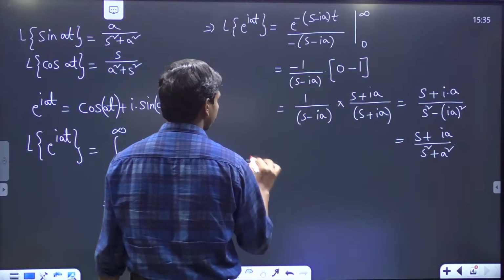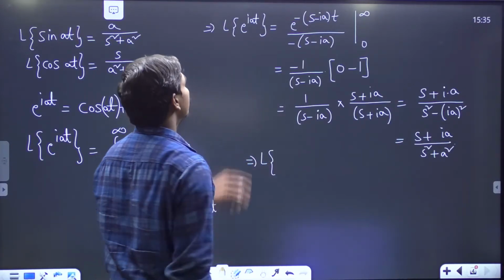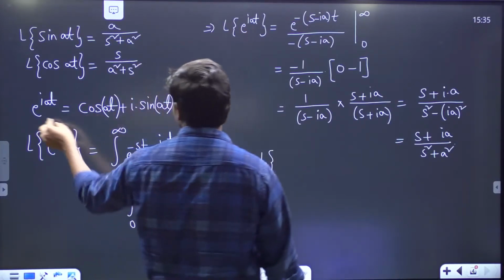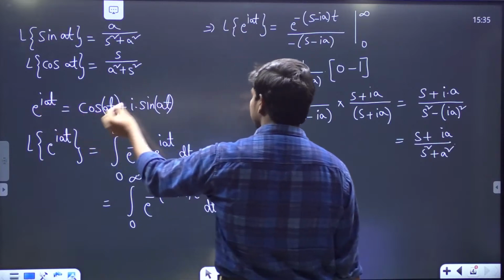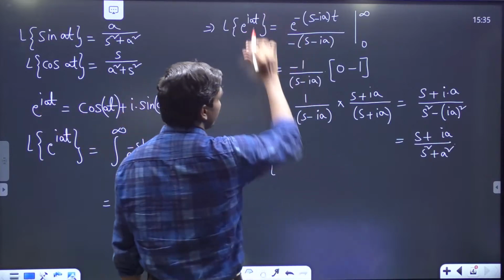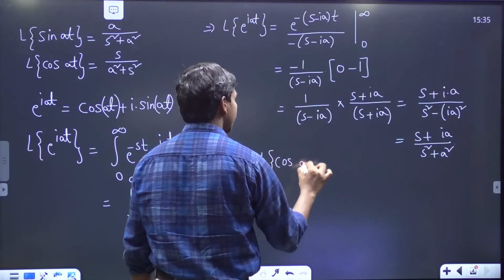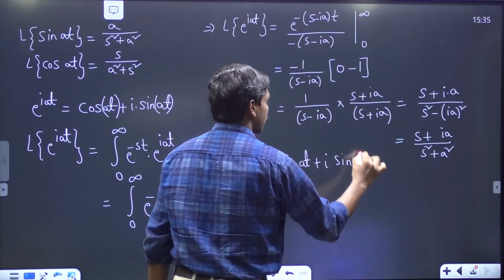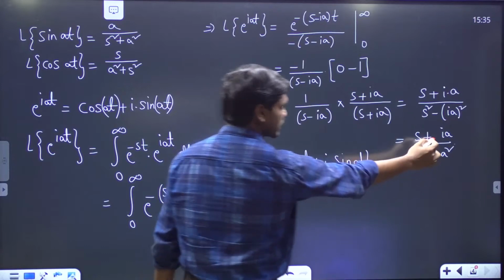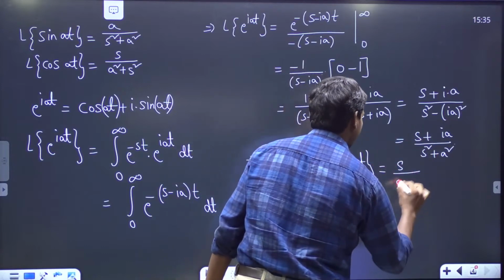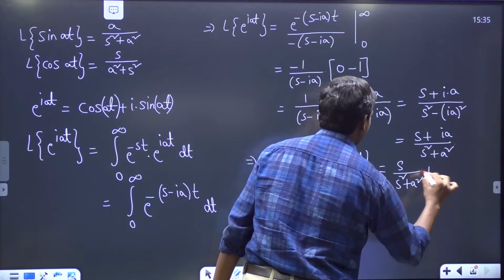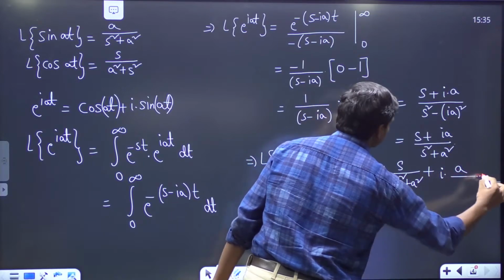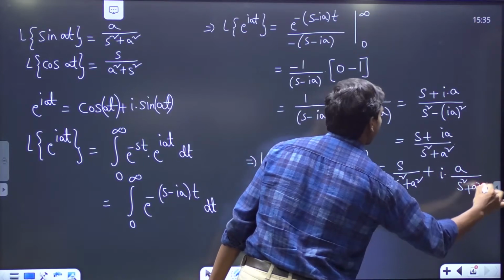So one thing that we got here is the Laplace transform of this e power i at. Since we know e power i theta can be written as cos theta plus i sin theta, this e power i at can be written as cos at plus i into sin at. Now if you split this at the plus sign, we get s by s square plus a square plus i into a by s square plus a square. This is what we have, correct?